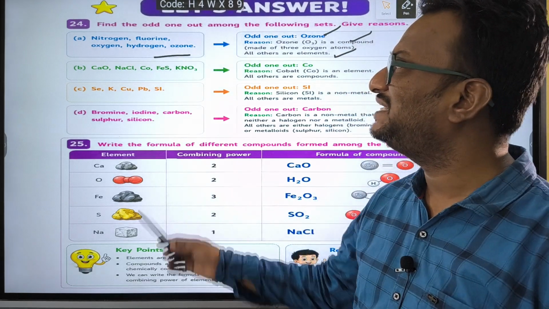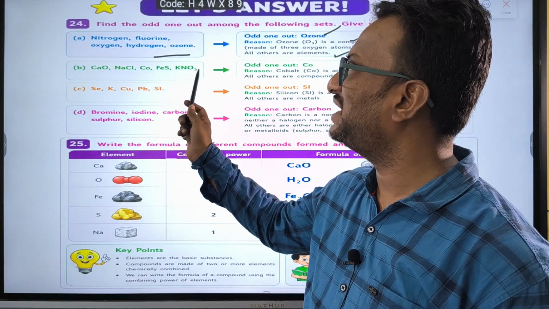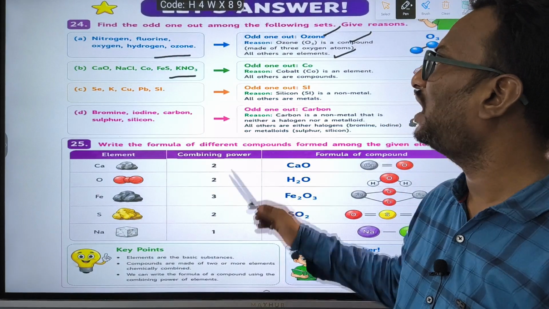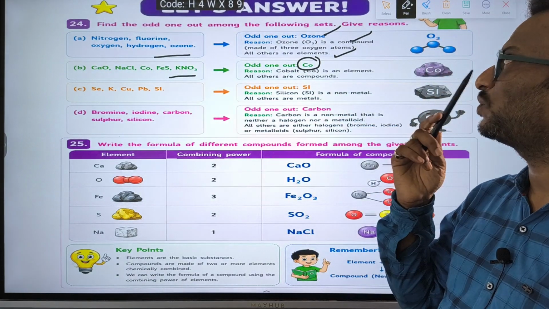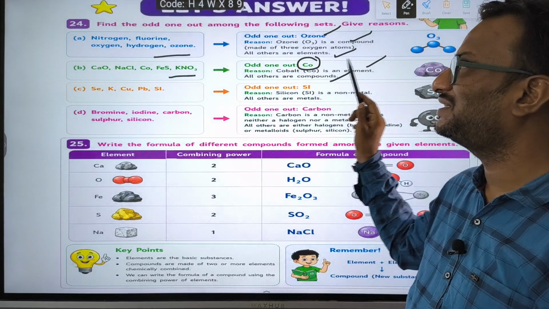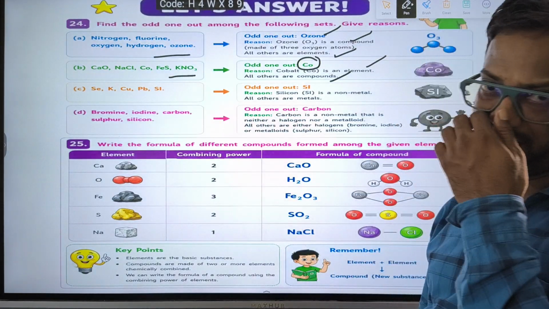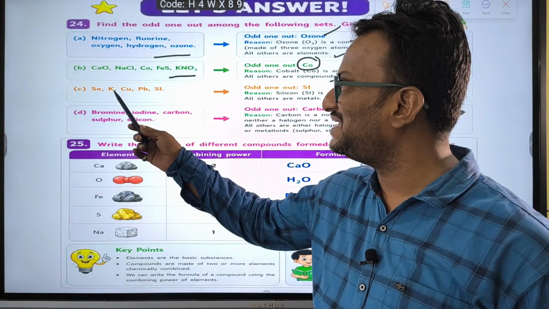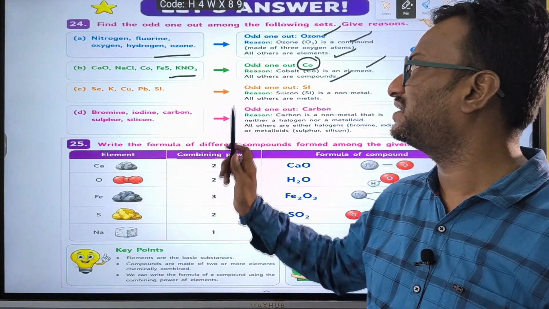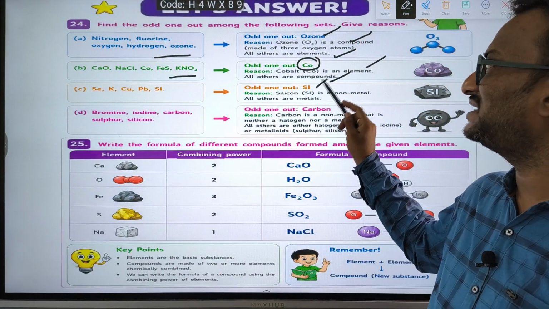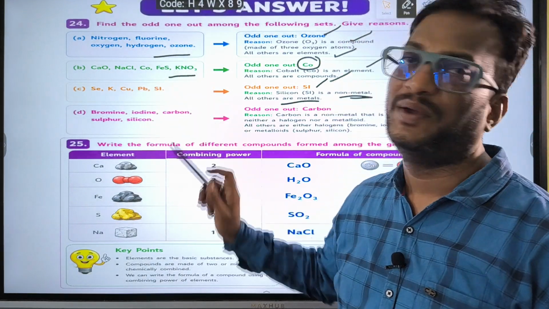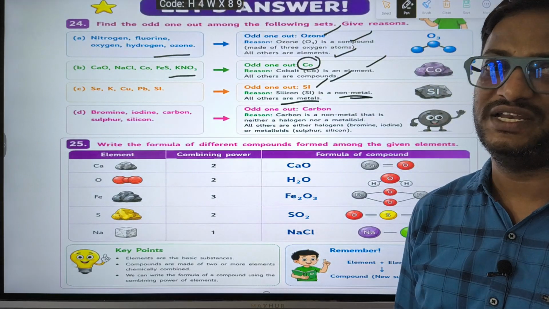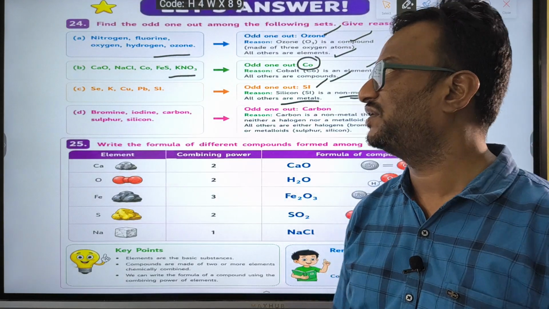Next one, CaO, NaCl, Co, FeS and KNO3. The odd one out is Co, because Co is cobalt. Cobalt is an element, all others are compounds. Next question, Se, K, Cu, Pb and Si. The odd one is Si. Silicon is a non-metal, all others come under metals. We will learn everything in future.